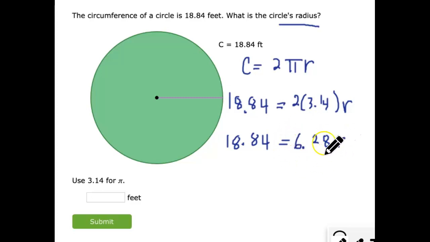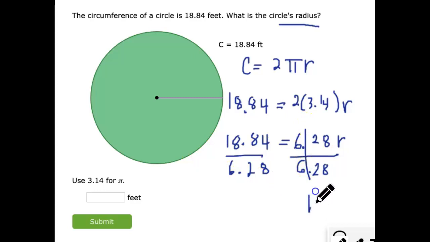Since we want to isolate r, we divide both sides by 6.28. You divide both sides of the equation so that the equation will keep the statement equal, meaning correct, because we do it on both sides. We could cancel it out because that is equivalent to 1. So r, if you do it with the help of your calculator or your magical tool, 18.84 divided by 6.28 is 3.